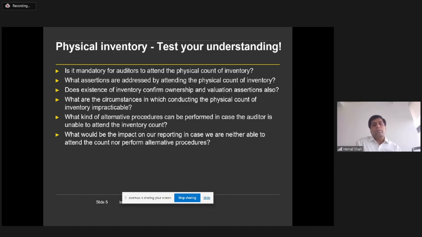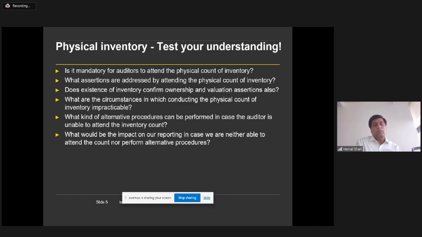What would be the impact on our reporting in case the auditor is not able to attend the physical count and also not able to perform an alternate procedure? Now, in this case, if the auditor is not able to do physical verification directly, then as we discussed, the second step would be to get comfort through an alternate procedure. But even if alternate procedures are also not possible, then the only result is some kind of modification in the report.